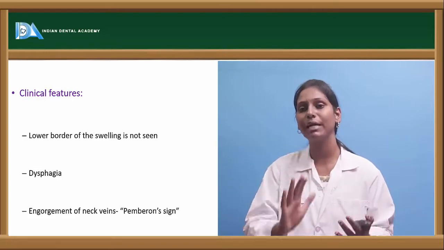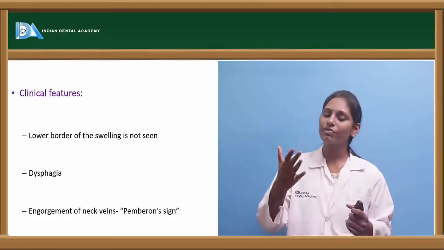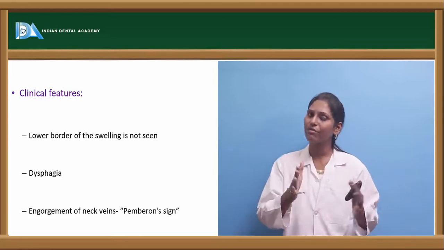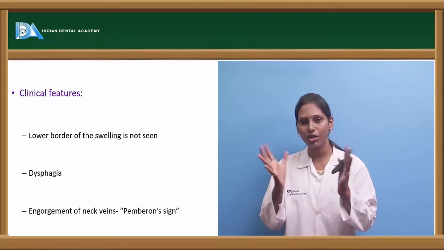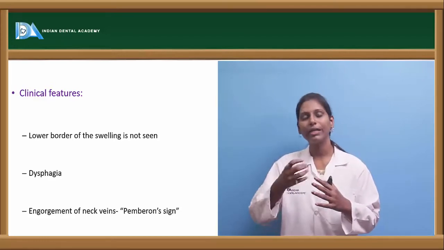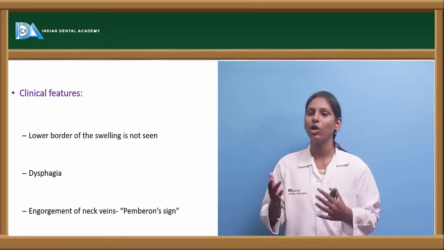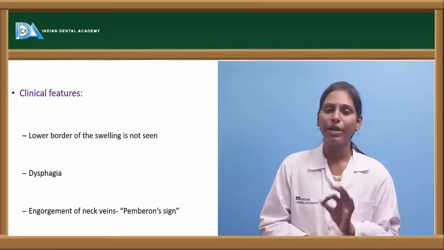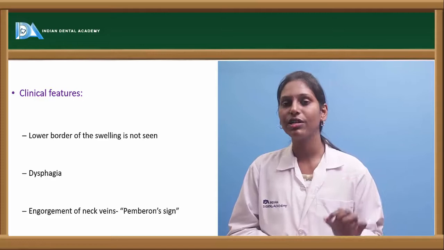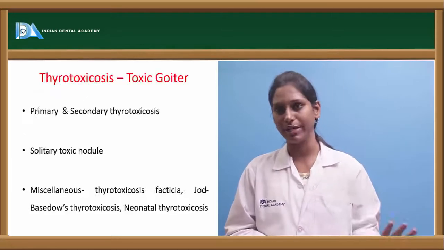The tracheal compartment is obstructed. And because of this obstruction or because of the pressure effect, what happens? The surrounding veins, the neck veins, usually become engorged. They actually swell and become tortuous, resulting in engorgement of neck veins, which is nothing but Pemberton sign. Pemberton sign is again a characteristic feature of retrosternal goiter.